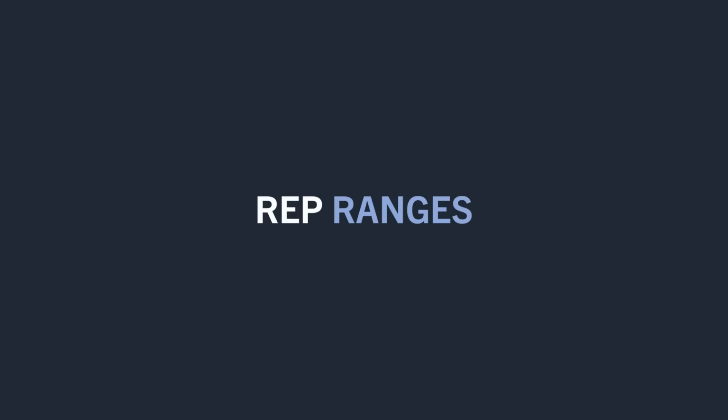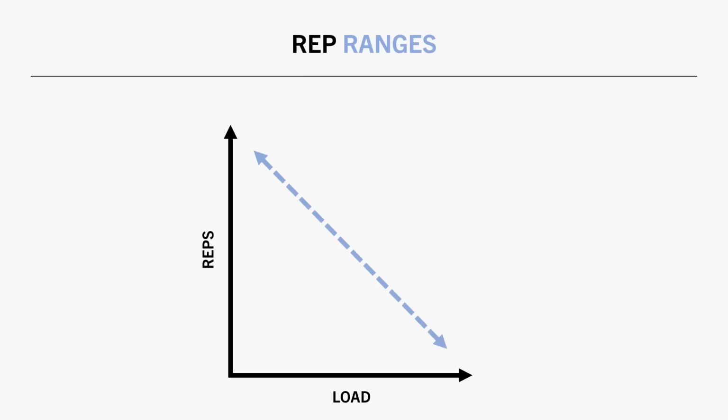The first variable which will impact load is rep ranges. It is pretty obvious that we can't perform as many reps with a heavier load compared with a lighter load. So, based on the rep ranges we aim to lift in, this will determine the load used to some extent. So, what rep ranges are best for muscle growth?